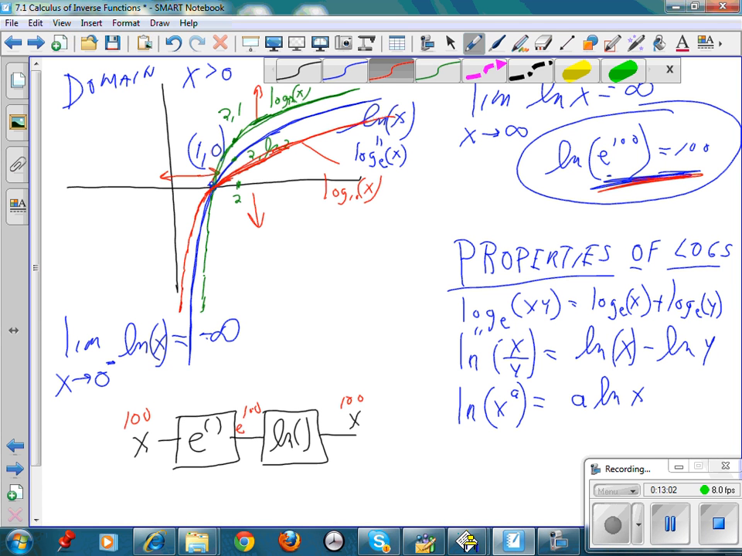Okay, there you go. We're done with the introduction here. Next, let's start doing calculus with these functions. How do you take the derivative of these functions? How do you integrate them?